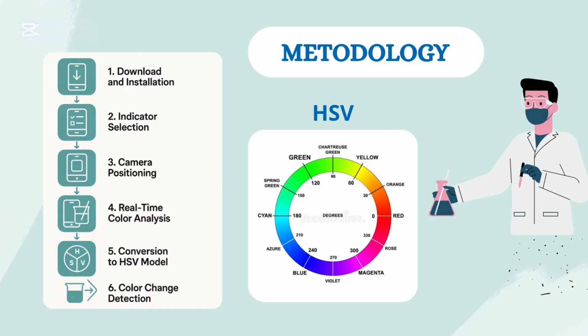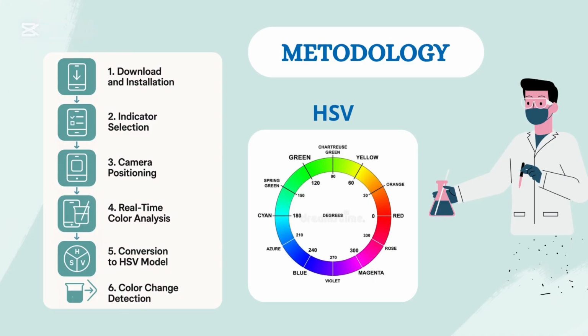HSB is a color model that represents colors as perceived by the human eye. It is based on 3 variables. Hue: the type of color, measured on a 360-degree color wheel. For example, 0 degrees red, 30 degrees orange, 60 degrees yellow, 120 degrees green, 180 degrees cyan, 240 degrees blue, 270 degrees violet, 300 degrees pink, and 360 degrees returns to red.